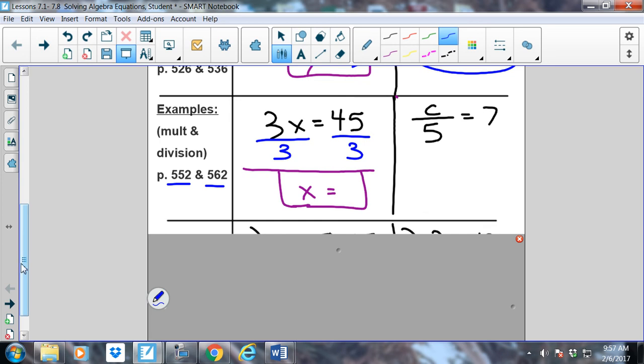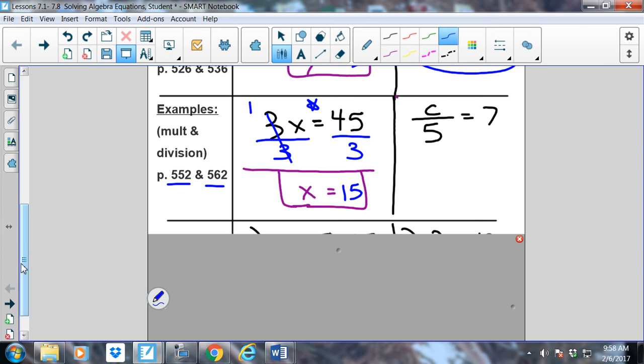Use the inverse operations to isolate the variable. Well, why did we do that? Because 3 divided by 3 equals 1. And so what's left on the left? Just a 1x, which is the same as x. So we've isolated the variable, meaning got it by itself, by using the opposite or inverse operations. On the right hand side, we have some simple division to do. 45 divided by 3 is 15. Check yourself. 3 times 15, does that equal 45? Yes, it does. We're good to go.